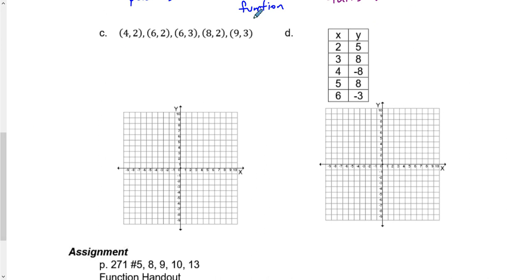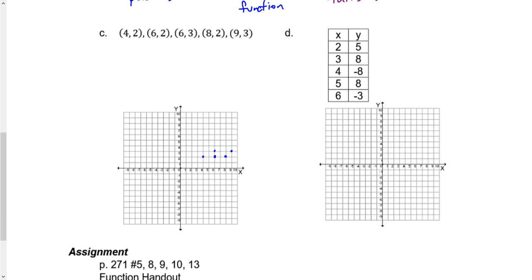So let's take a look at this graph, or look at these points. 4, 2: 4 on our x's, 2 on our y, and starting at our origin, go right and up. 6, 2. 6, 3. 8, 2, and 9, 3.